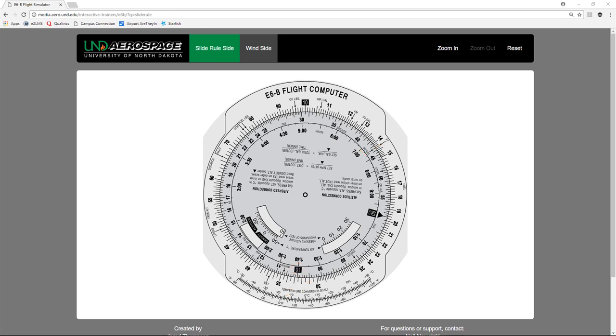Next, we'll say that we have 6,000 feet, and we're interested in knowing what that is in meters. So the feet is obviously on the A scale, so we'll look for probably the number 60 to represent 6,000 feet. So right below that would be meters on the B scale, and that looks to be about 1,830 meters equals 6,000 feet.